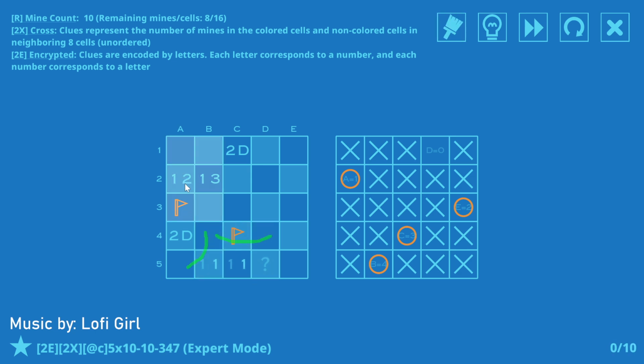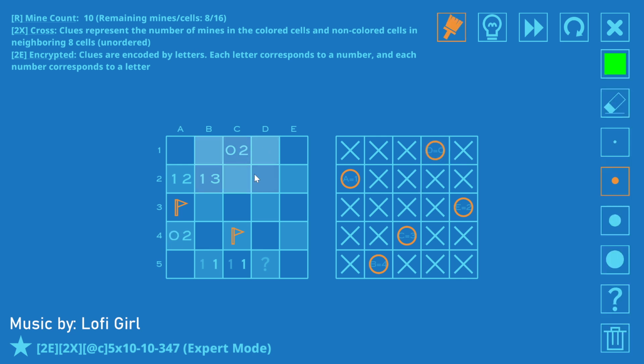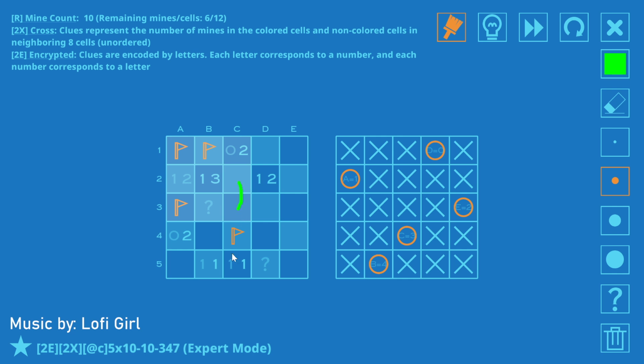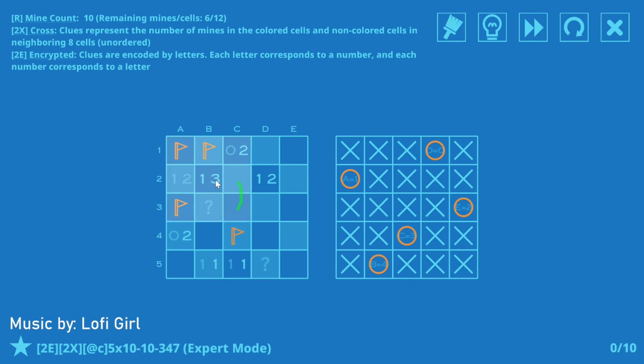Oh, D is just 0. Alright, well, if D is 0, then 0 must refer to this dark cell, so there's no mine here. 0 must refer to this light cell, so there's no mine here. And I think this is just regular X. So yeah, okay, 1 and 2 gives you 3 total, so there are 3 mines around this clue, which can be easily solved. There is 1 mine in here. And because 3 must refer to dark, it can't refer to light, it must be 3 darks and 1 light.